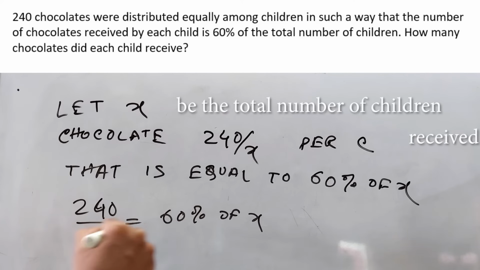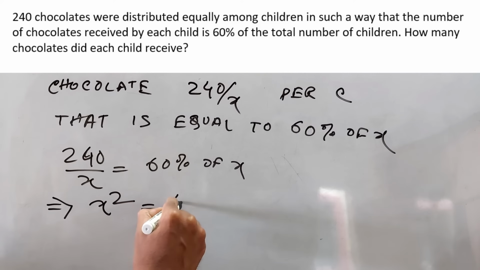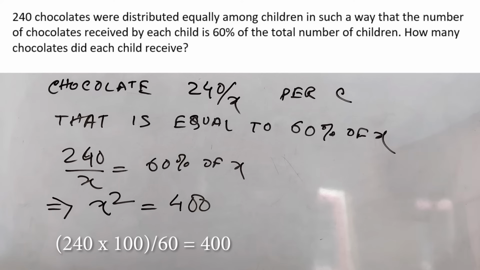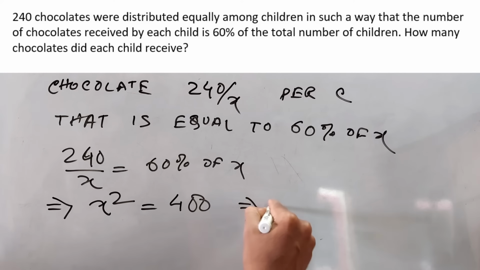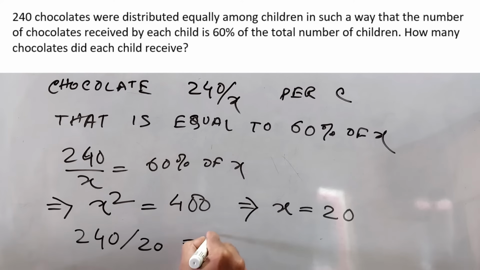So from here, definitely it is a quadratic equation. Not to worry, it is basically x square is equal to, oh, it's 400. Okay, simple. That means x is equal to 20. Usually whenever we get a square root, we put a plus minus 20, right? But here minus value will not be counted because it is a positive integer. Number of chocolates cannot be identified in negative numbers. 240 by 20 is 12. This is our answer. 12 chocolates received by each child.